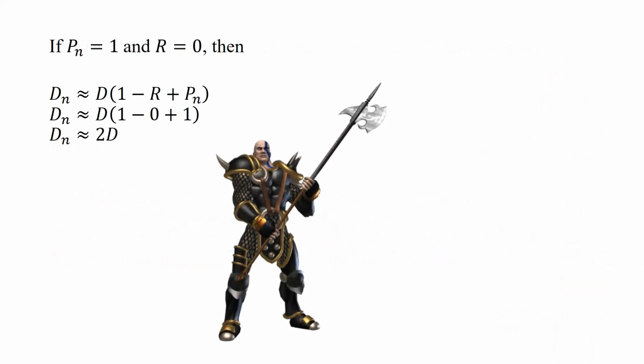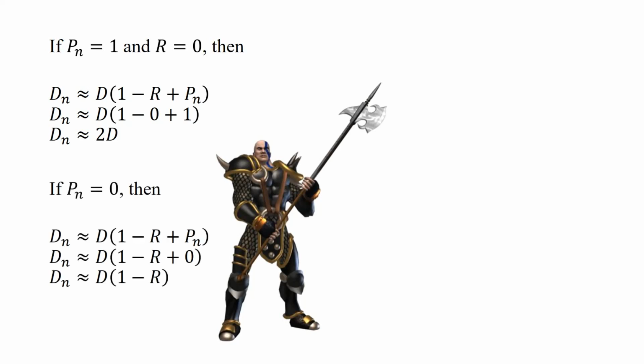Okay, so if P sub n is 1, that is, for any nth hit, if the probability on that nth hit to cast Amplify damage is 1, and the target's resistance to physical damage, which again we assume is constant, is 0, well then what should the expected mean damage for that nth hit be? Well, if we plug it in, it should be 2 times that damage. That makes sense, right? That's consistent with our intuition and what we would expect.